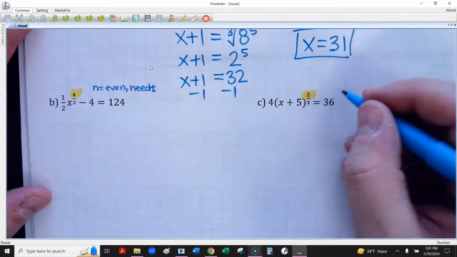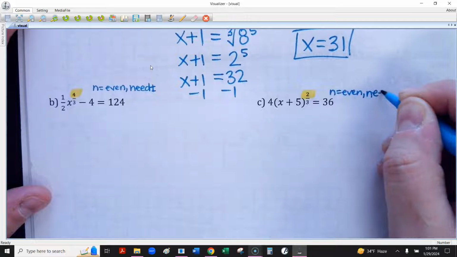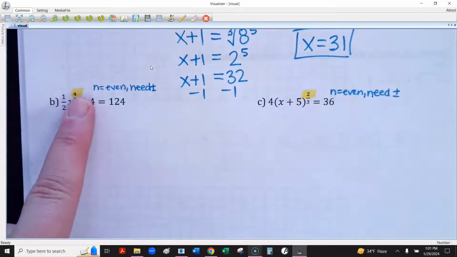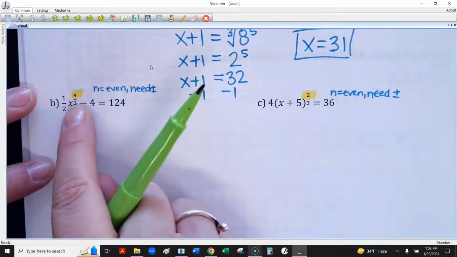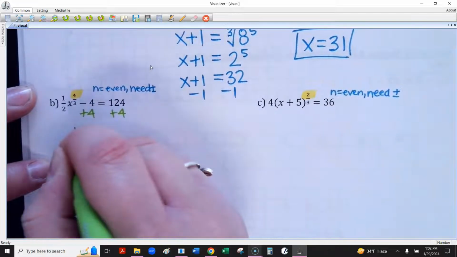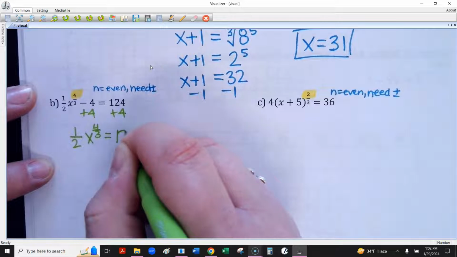Same thing here, the numerator is even because it's 2, so I'm going to need to introduce a plus and minus because in this one we're going to introduce a 4th root, and in this one we're going to introduce a square root, but both of them are even, so we're going to introduce an even root as we solve the problem. So let's go ahead and get that. In this one, we're going to get x to the 4/3 alone. So I'm going to add 4. We have 1/2 x to the 4/3 is equal to 128.